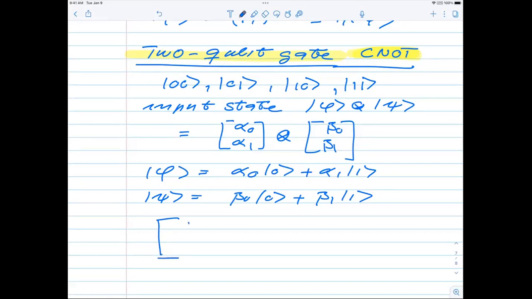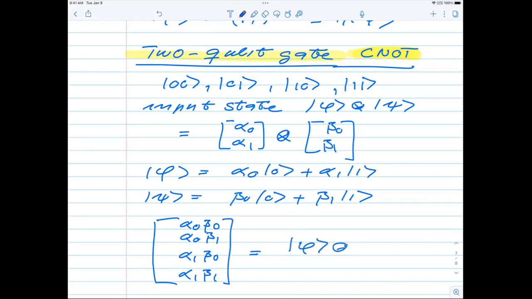The new state which we have is now going to be given by the following vector. I have an alpha 0 beta 0, I have an alpha 0 multiplied with beta 1. I'm just taking the tensor product. So let me just rewrite it a little bit. And then I have an alpha 1 with beta 0 and alpha 1 with beta 1. So that's the tensor product of these two states, phi with psi here. So that could be the input state.